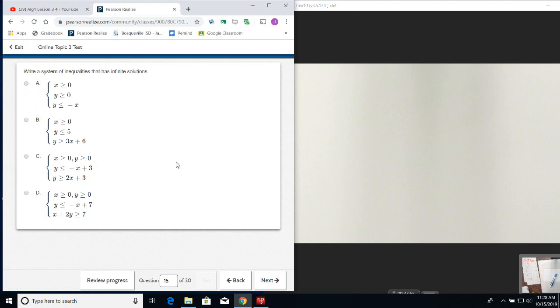Alright, I'm going to do one more and leave the rest for y'all to do. Write a system of inequalities that has an infinite amount of solutions. Okay? This is a bad question because all of these typically have an infinite amount of solutions.